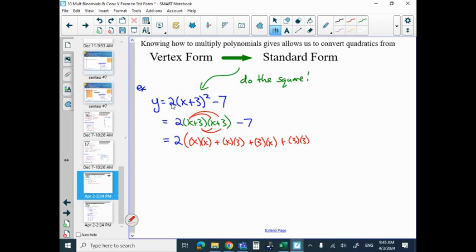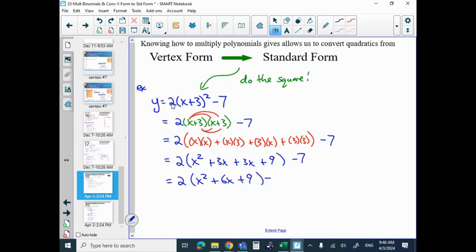Now I kept everything in the exact same order as it was, but I didn't have to, and I certainly don't have to moving forward. What I mean by that is you should recognize that we have in here an x squared, of course, a 3x, because x times 3 is the same thing as 3x, and a 3 times x is also a 3x, and a 3 times 3 is a 9. And we have the minus 7 waiting to happen later on. So if I'm showing lots of steps here, we'd have x squared plus 6 x's, because 3x and 3x combines to be 6 x's.